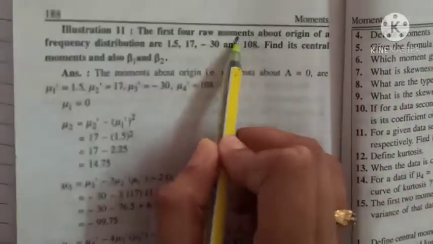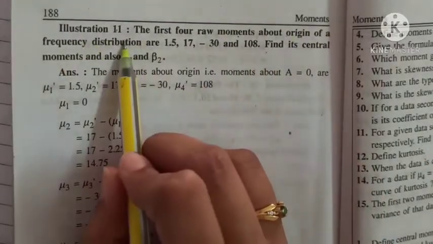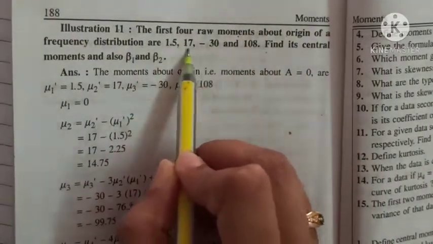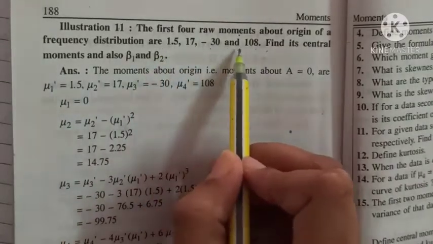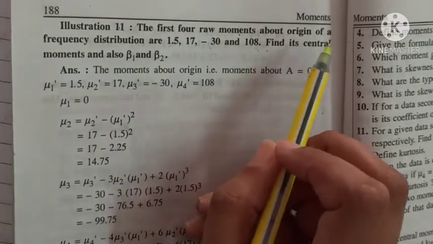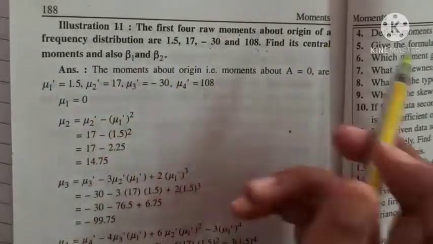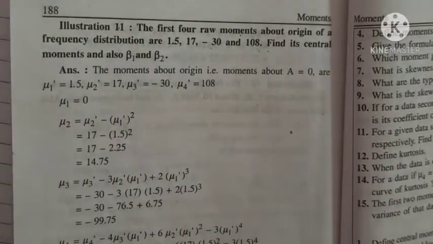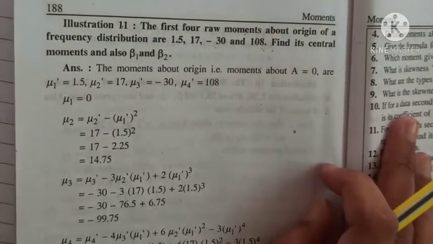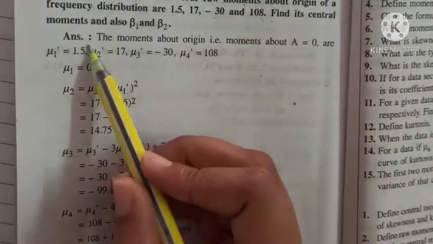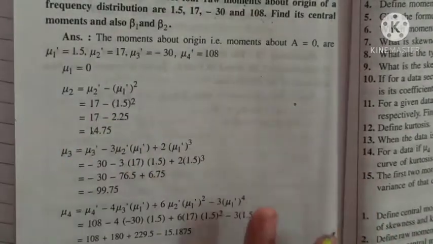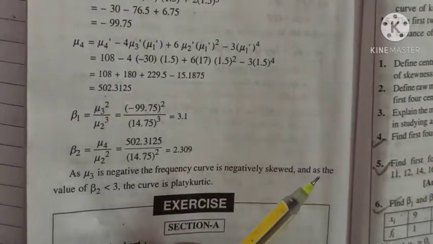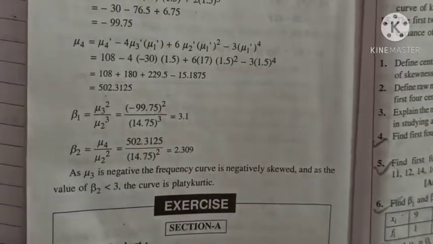Then illustration number 11. The first four raw moments about the origin of a frequency distribution are 1.5, 17, minus 30 and 108. That is again the four raw moments are given. We have to find the central moments and beta 1 and beta 2. So we can find them using the conversion of the raw moments into the central moments using this formula. Right? And we have to interpret that.